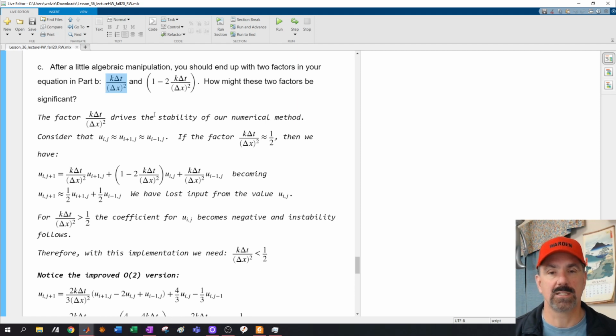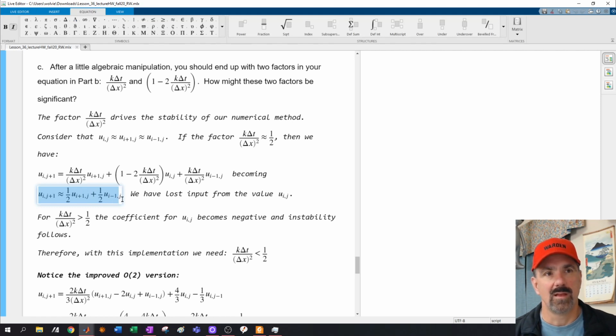What is k delta t divided by delta x squared? What is that value? So if that value is about 1/2, and then we go and plug it into our approximation for the temperature, we end up with this result here. And what do you notice about this result? Well, I'm calculating some value i using i plus 1 and i minus 1. It looks a little bit like that leapfrog that we were talking about with the j's. And sure enough, this is unstable.